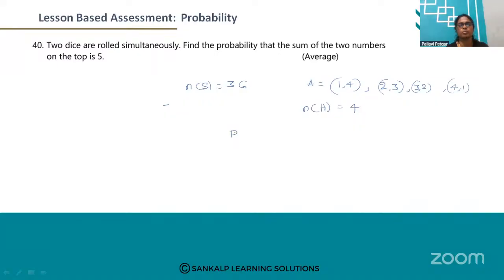Now the probability of getting the sum of the two numbers on the top as 5 is equal to favorable outcomes divided by the total number of outcomes, 36. So this is equal to 4 ones are 4, 4 nines are 36, which is 1 by 9.